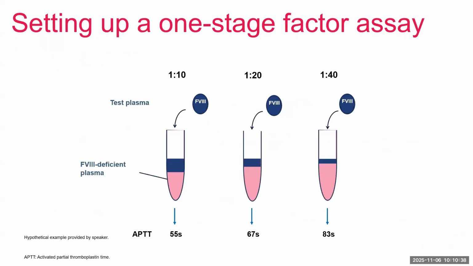This is an example of what we would see with our assay in Sheffield. We set up different dilutions, usually 1 in 10, 1 in 20, and 1 in 40 dilutions of our test samples. As we increase the dilution of the plasma, we see an increase in time to clot, as shown at the bottom.